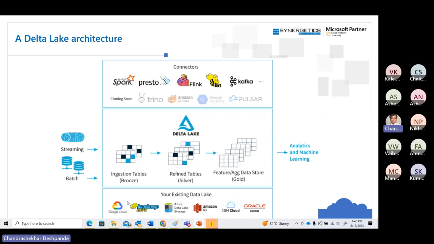Okay, so data can be picked up from different storages also. So that is the Delta Lake architecture. And in this Delta Lake architecture, this is a very important part, which takes the data through these three different stages.